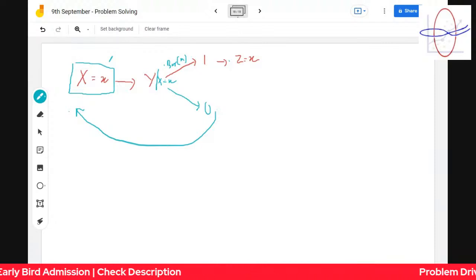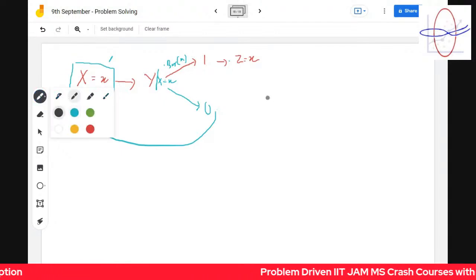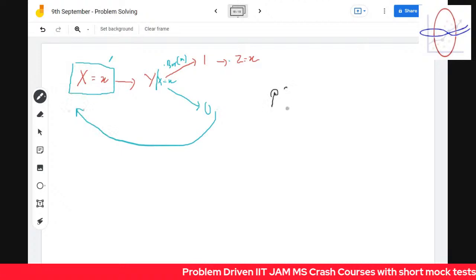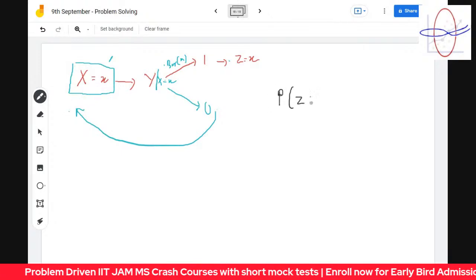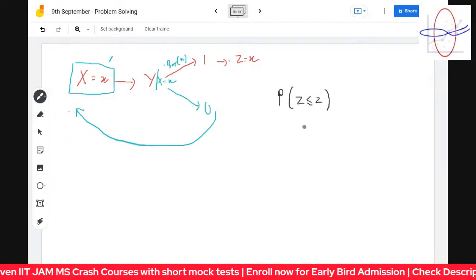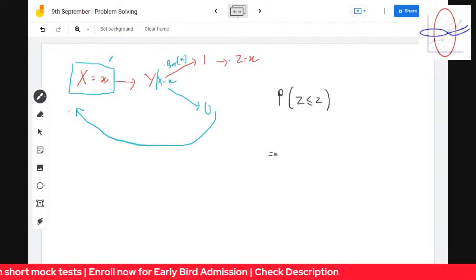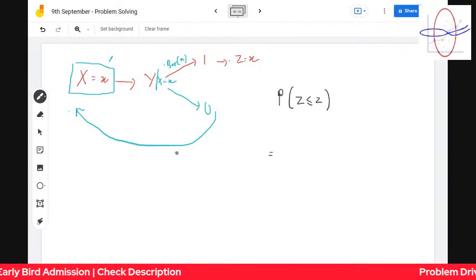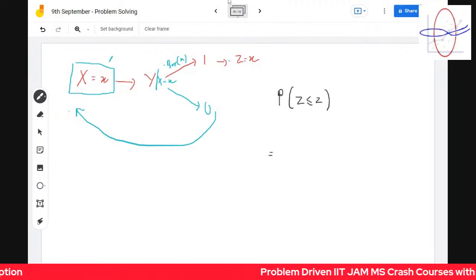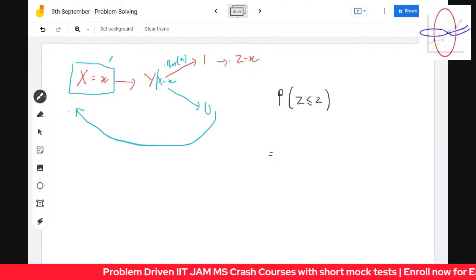Now we need to find the probability, or let's say the probability z less than or equal to small z. How do we find it? So we have two ways of doing it. It's going like this or going like this. So there's a never-ending procedure over here. How do you tackle this type of scenario?